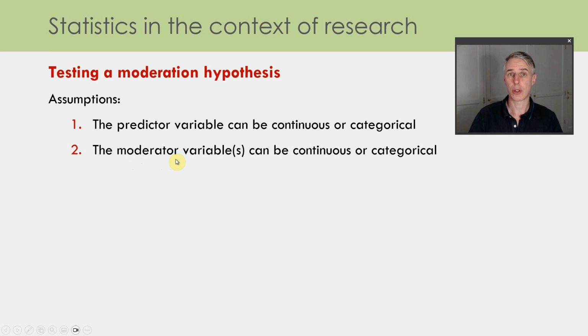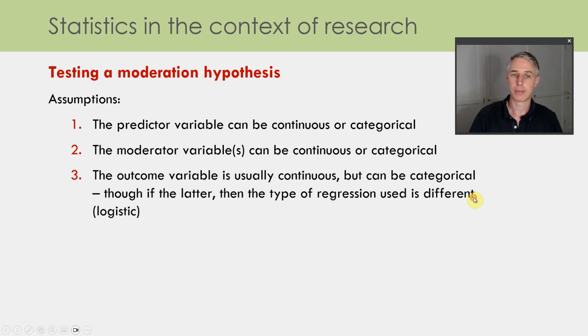So because it is just another type of predictor variable, it also can be continuous or categorical. In turn, the outcome variable is usually continuous. Once more, it is possible to run moderation or test interaction effects when you have categorical outcome variables, but that involves a type of regression that I won't cover in this lecture series. Specifically, you'll need to do a form of logistic regression, which I won't cover. So in effect, the techniques that I'm covering in this session require the outcome variable to be continuous.